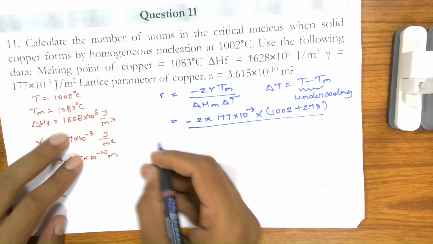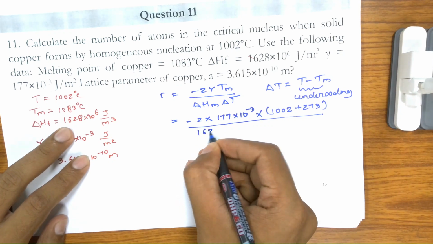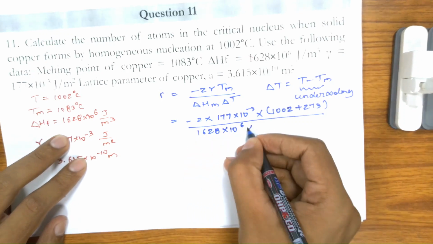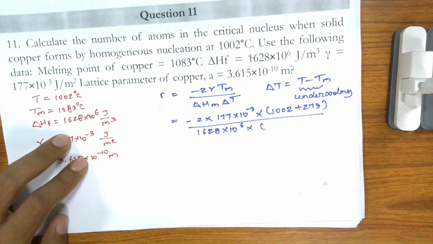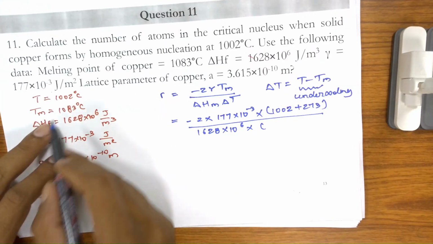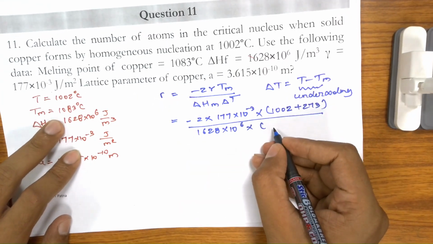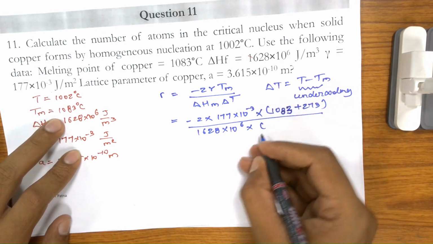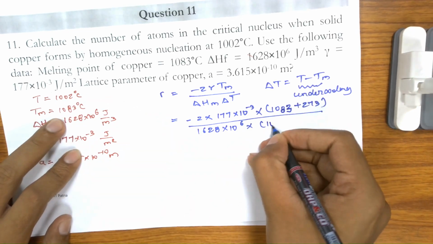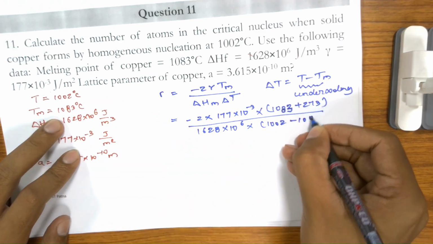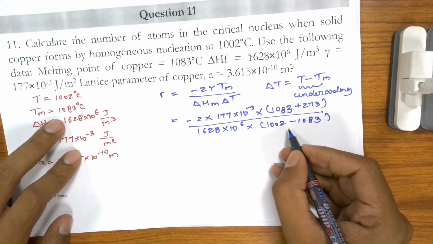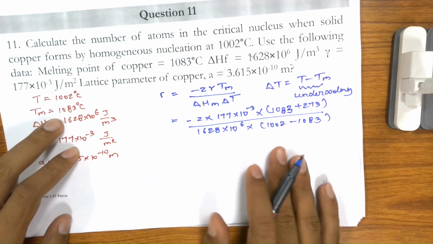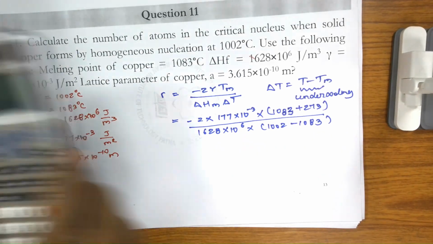Delta Hm, the enthalpy of formation, is given by 1628 multiplied by 10 to the power of 6, and we then multiply it with the difference in the temperature, that is T minus Tm. Okay, here I should write the melting point, I made a mistake, 1083. So now I have to write the difference, 1002 minus 1083. I don't have to convert them into Kelvin, because the 273 on both sides will cancel out. So let's find the answer.